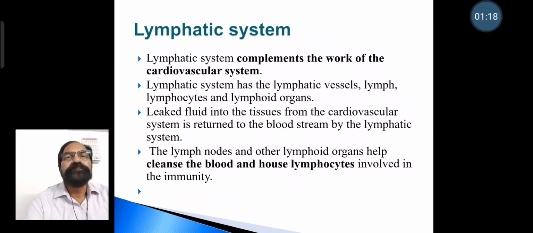Lymphatic system. Lymphatic system complements the work of cardiovascular system. Lymphatic system has the lymphatic vessels, lymph, lymphocytes and lymphoid organs. Leaked fluid from tissues from the cardiovascular system is returned to the bloodstream by lymphatic system. The lymph nodes and the lymphoid organs help cleanse the blood and house lymphocytes involved in the immunity.